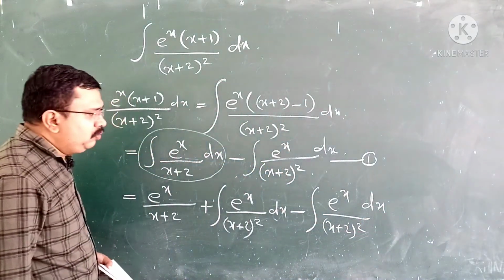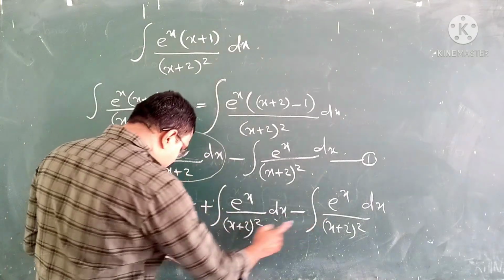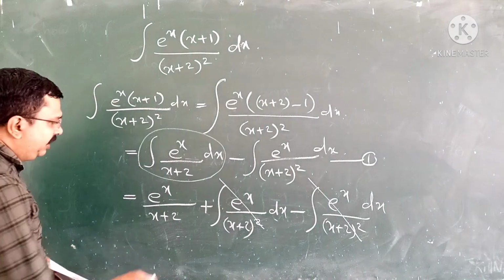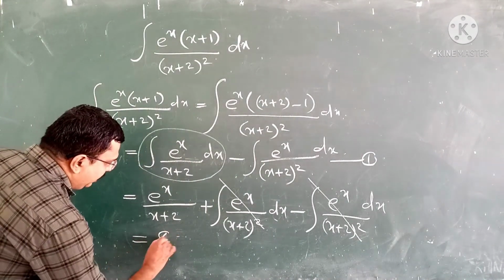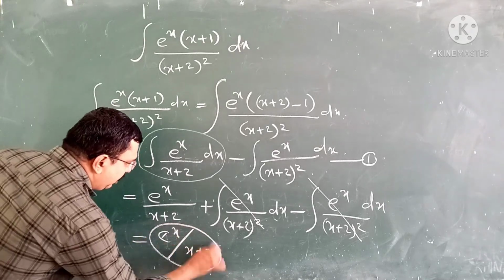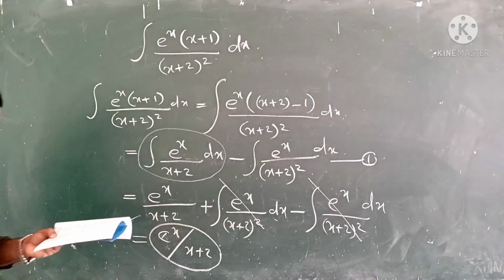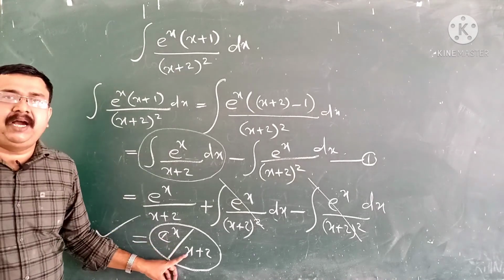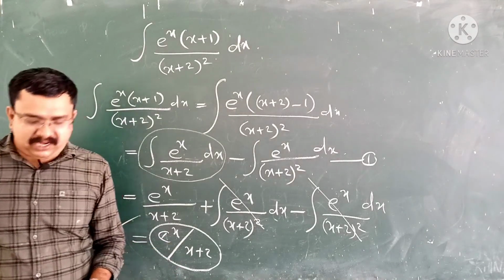Now we can cancel these two terms. These two terms are cancelling. Then the remaining is e raised to x divided by (x plus 2). This is our final answer: e raised to x divided by (x plus 2) is our final answer.